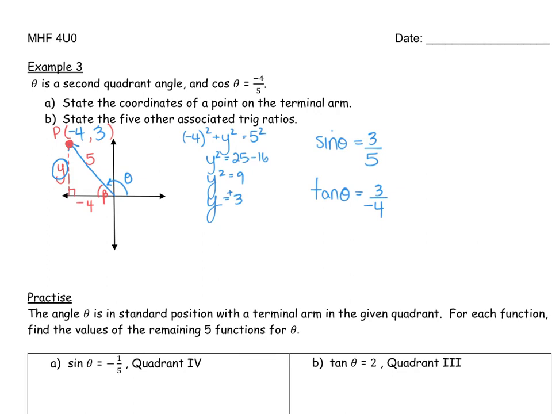Okay, and using all of that information, I can find the reciprocals as well. So cosecant theta would be 5 over 3. Cotangent theta would be negative 4 over 3. And from above here, secant theta would be 5 over negative 4. Okay, those are the other 5 associated trig ratios. So you are going to practice some of these ideas.